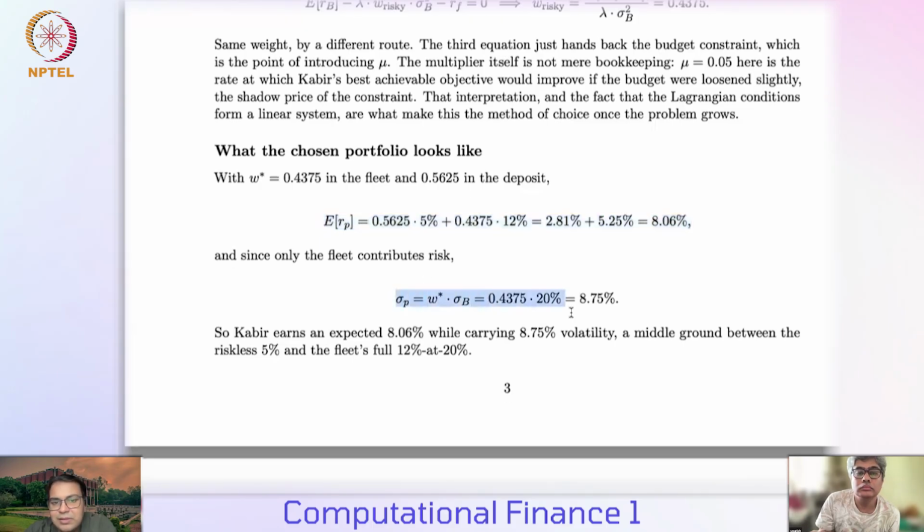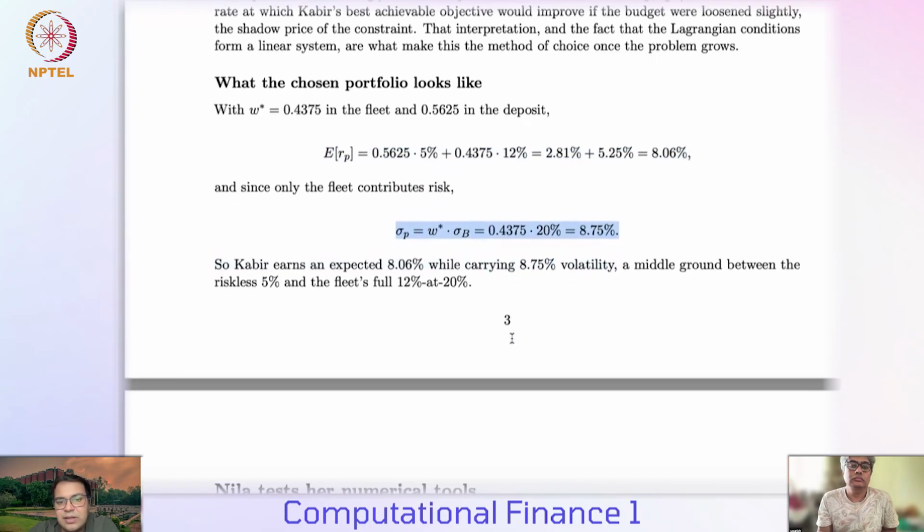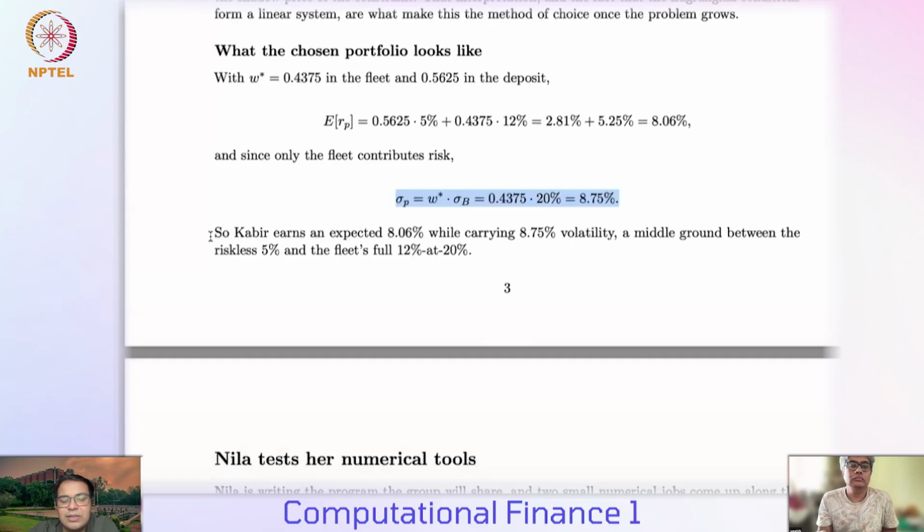And notice that this is not the same thing as the variance, right? Remember, standard deviation is the square root of the variance. So this is the formula for the standard deviation, and you can also get this, right? So basically, if Kabir is optimizing given that objective function, this is the expected return and the volatility that she is going to get. And as you would have guessed, notice that this expected return 8%, 8.06% is something which is between the riskless 5% and the risky asset's 12%, right?